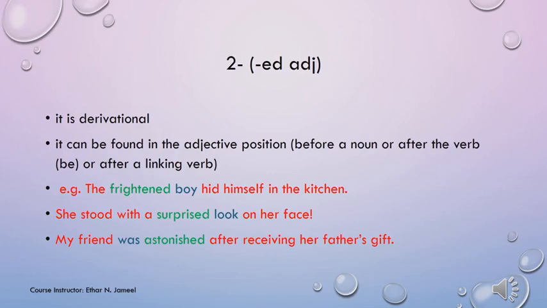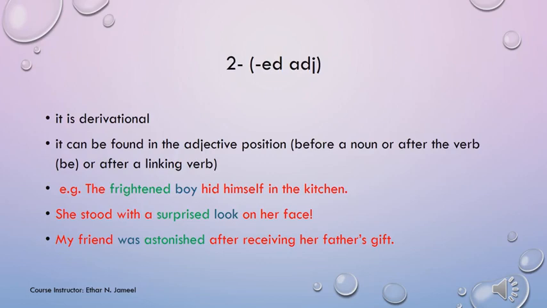The last example is, my friend was astonished after receiving her father's gift. The ed form is astonished. It comes after the verb be, which is was in this sentence. Was astonished. Astonished in this sentence is an adjective. And the ed is ed adjectival, not ed past participle.